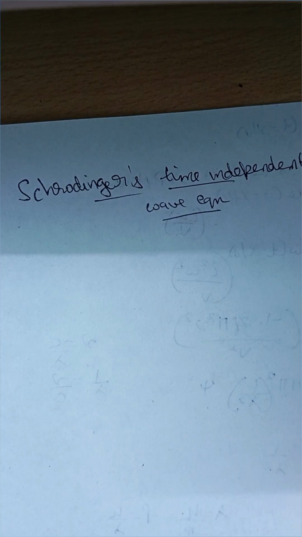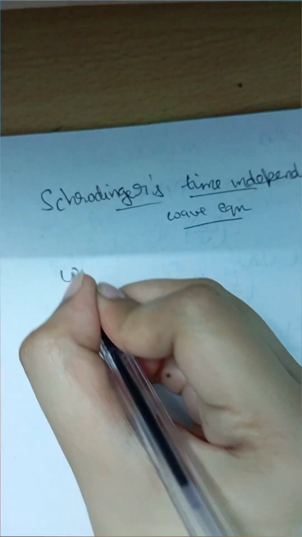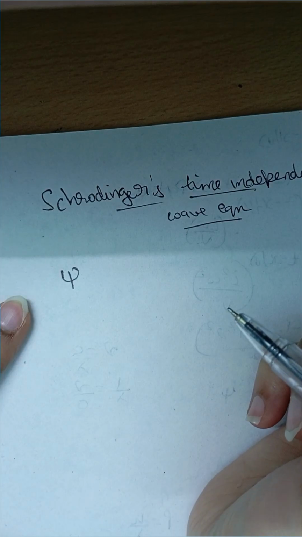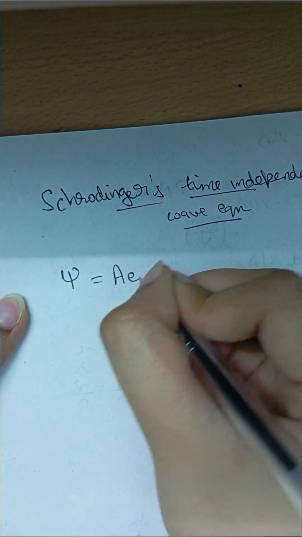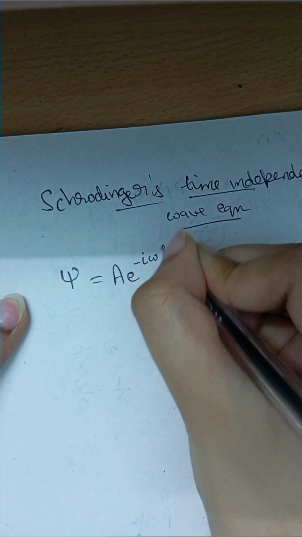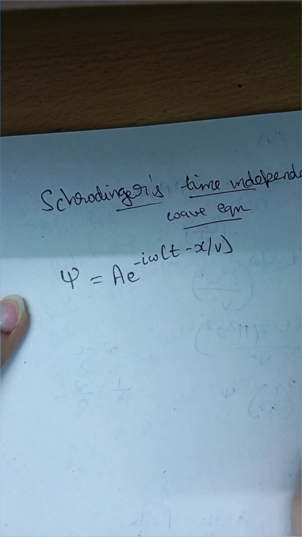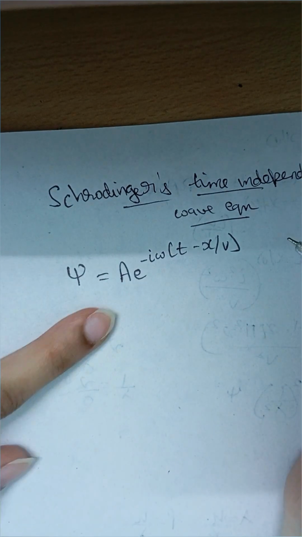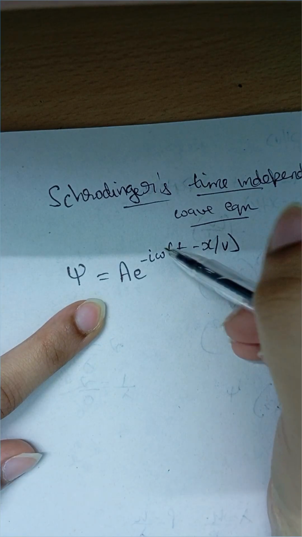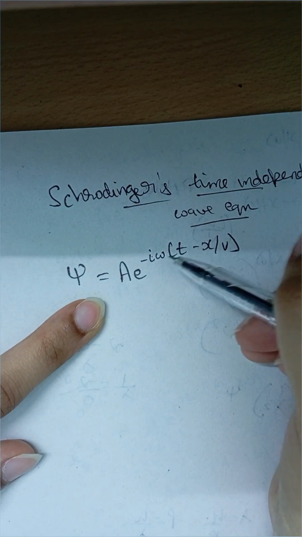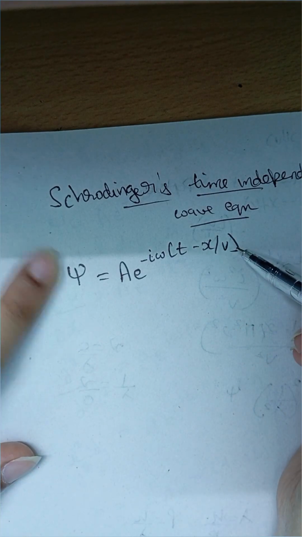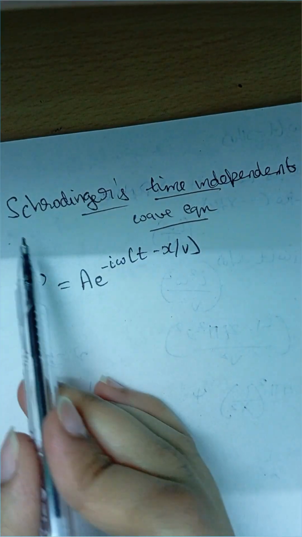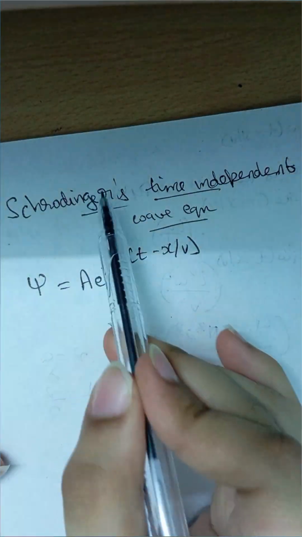Okay, first, I'll just tell you. This is the symbol of wave function, and this is called psi. This is equal to A e power minus i omega (t minus x by v). Let me briefly tell you what it is. This is the wave function: amplitude, exponential form, complex number, angular frequency, time, position, and velocity. Okay, so let's begin. Our job is to derive Schrodinger's time independent wave equation.